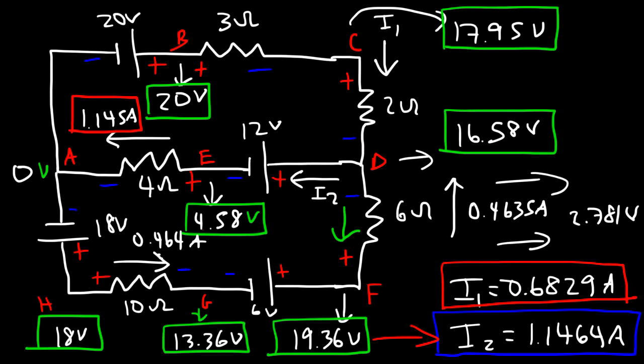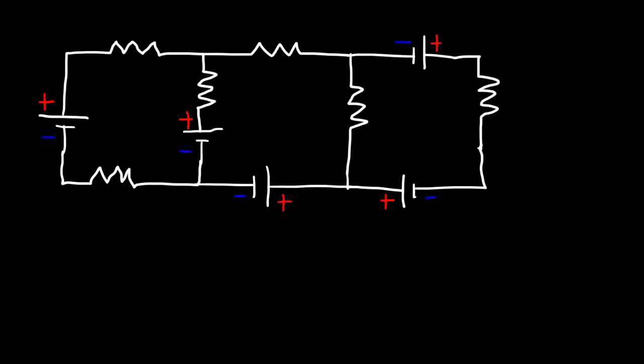Notice that it's approximately equal to I2 minus I1, which is 0.4635 amps. So that means that we're on the right track. So everything is correct in this problem. Now we do have some rounded answers, but it all adds up. Now this is going to be the final problem that we're going to work on.